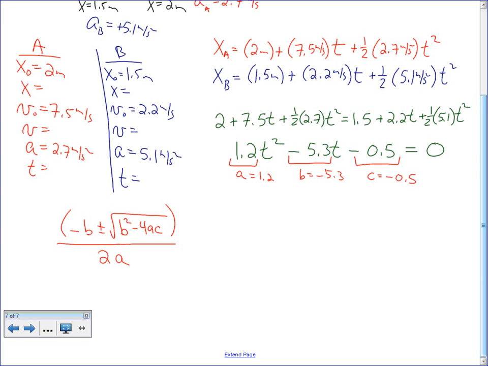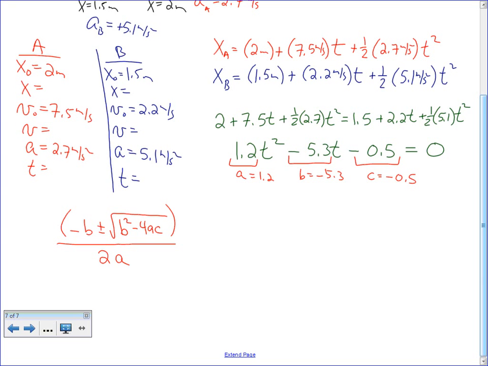Another method of solving this would be to just graph this function and find where it crosses the horizontal axis. So I could graph 1.2x squared minus 5.3x minus 0.5, and then solve for what values of x make that graph 0. Or you may have a calculator with a built-in quadratic formula solving program, or you may have a TI Inspire CAS, which has a solve feature. Whichever method you use, you're going to solve for your different values of time.